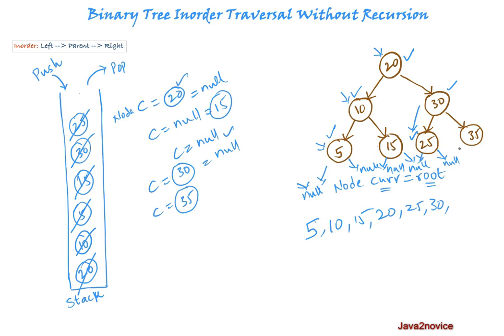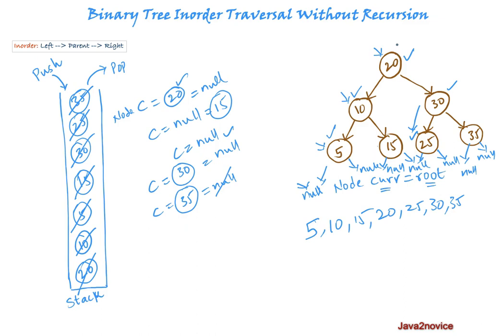Again, same process: we need to traverse through its left node until it reaches null. As part of this, 35 also will be moved to the stack and current is pointing to null. Now pop out the element and print its value, assign its right child reference, which is null, and again current is null. Now the current is pointing to null, the stack is also empty, so we are done with the traversal.